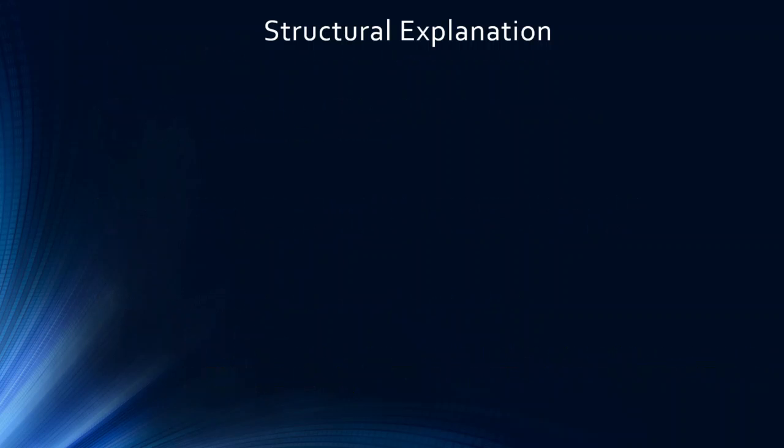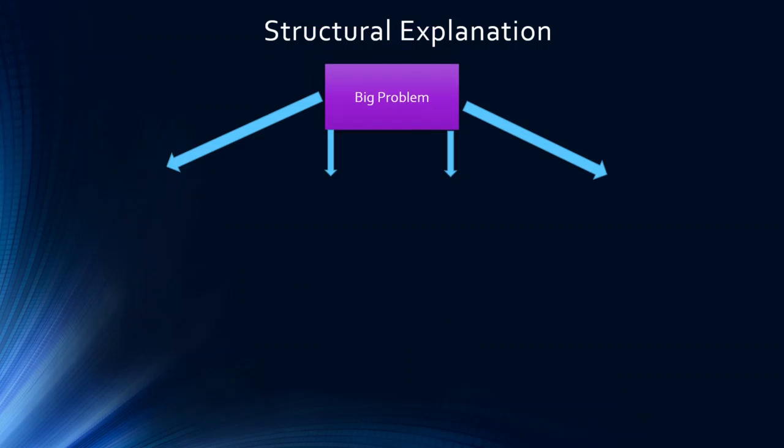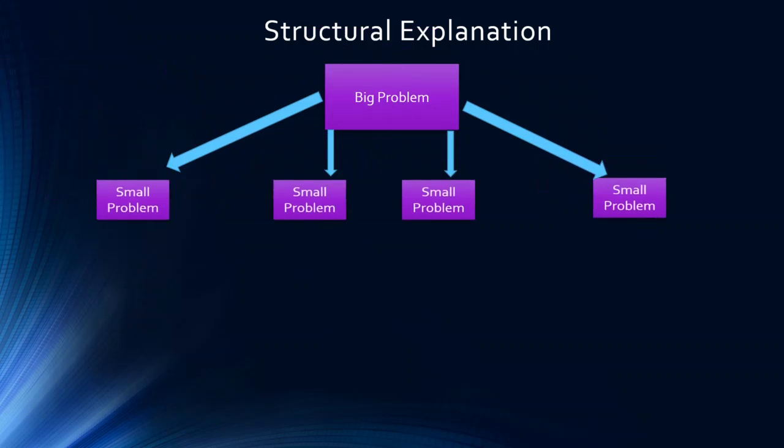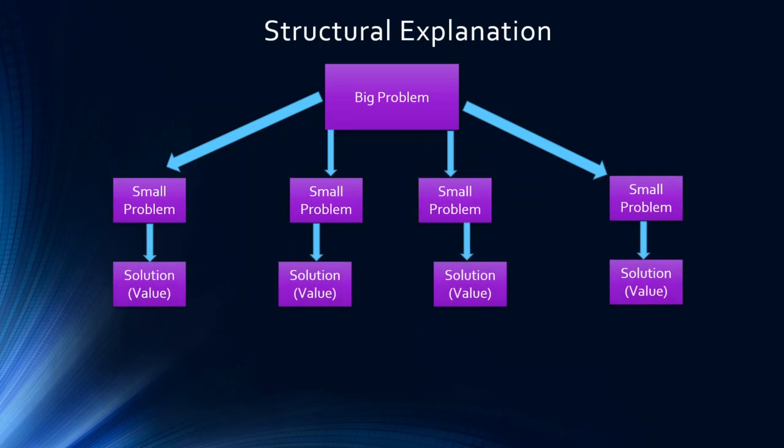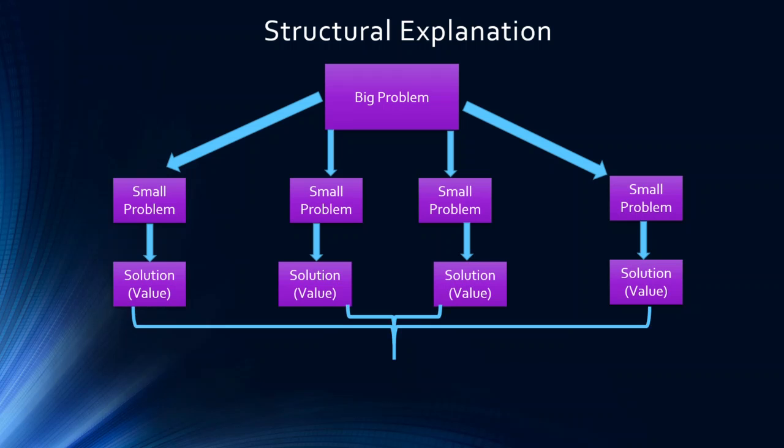The structural explanation of dynamic programming. What you see here is a big problem. This big problem can be divided into smaller problems. These smaller problems will give you solutions. A solution may be a value. From these values, you can find the optimal value, the best value, or the suitable value. This is a structural explanation we can give about dynamic programming.